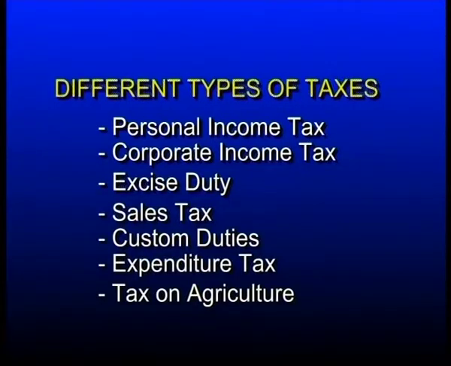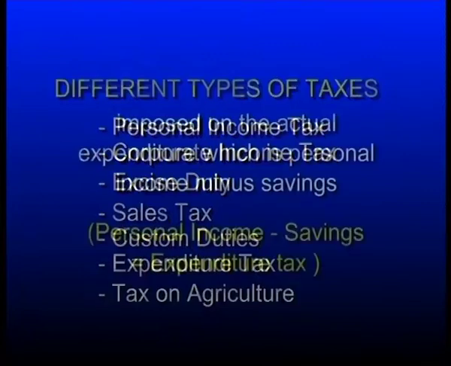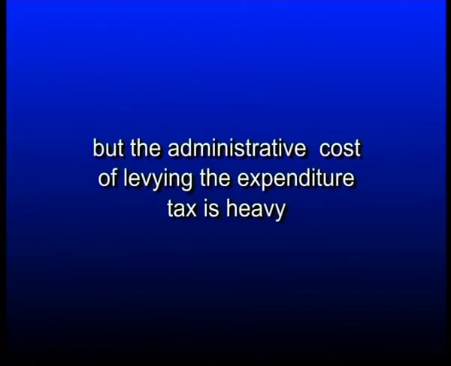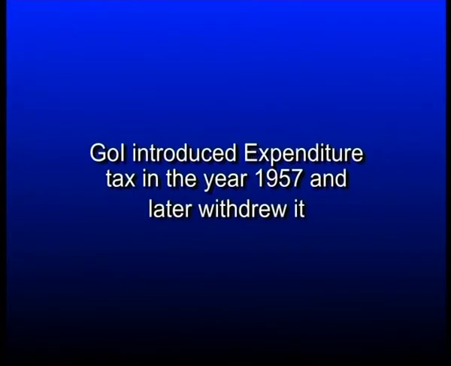The other type of indirect tax is the expenditure tax. It is imposed on the actual expenditure, which is personal income minus savings, done by an individual. This tax does not affect savings adversely like the income tax. But the administrative cost of levying the expenditure tax is heavy. The Government of India introduced this tax in the year 1957 but later withdrew it.